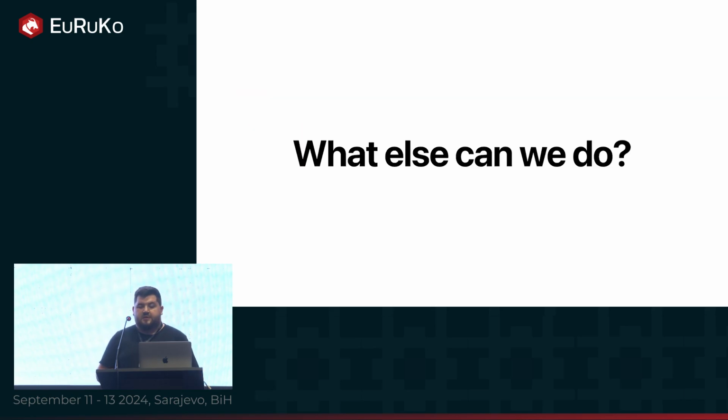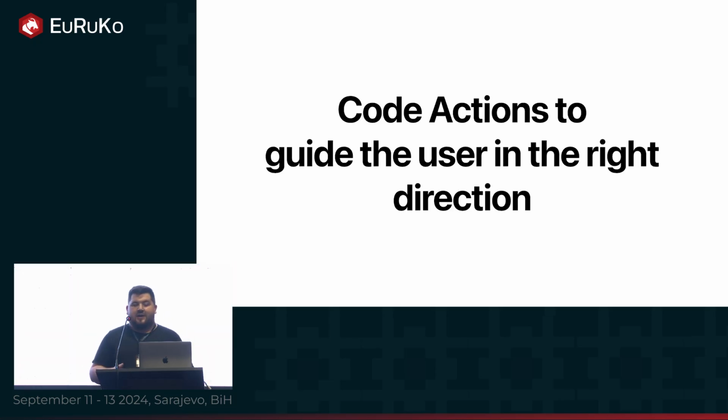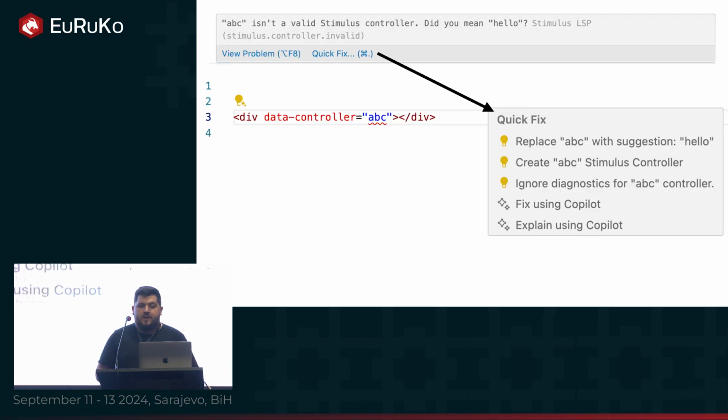So what else can we do with this? If we know what's wrong with the code and if we know how we can fix it, we can try to provide an action to the user so they can just apply that change. Which is why you have these quick fix actions where you can say, please replace this with this value we found, or if you just try to create a new controller, we can create the controller for you with the boilerplate and everything already in there at the right location in your application.